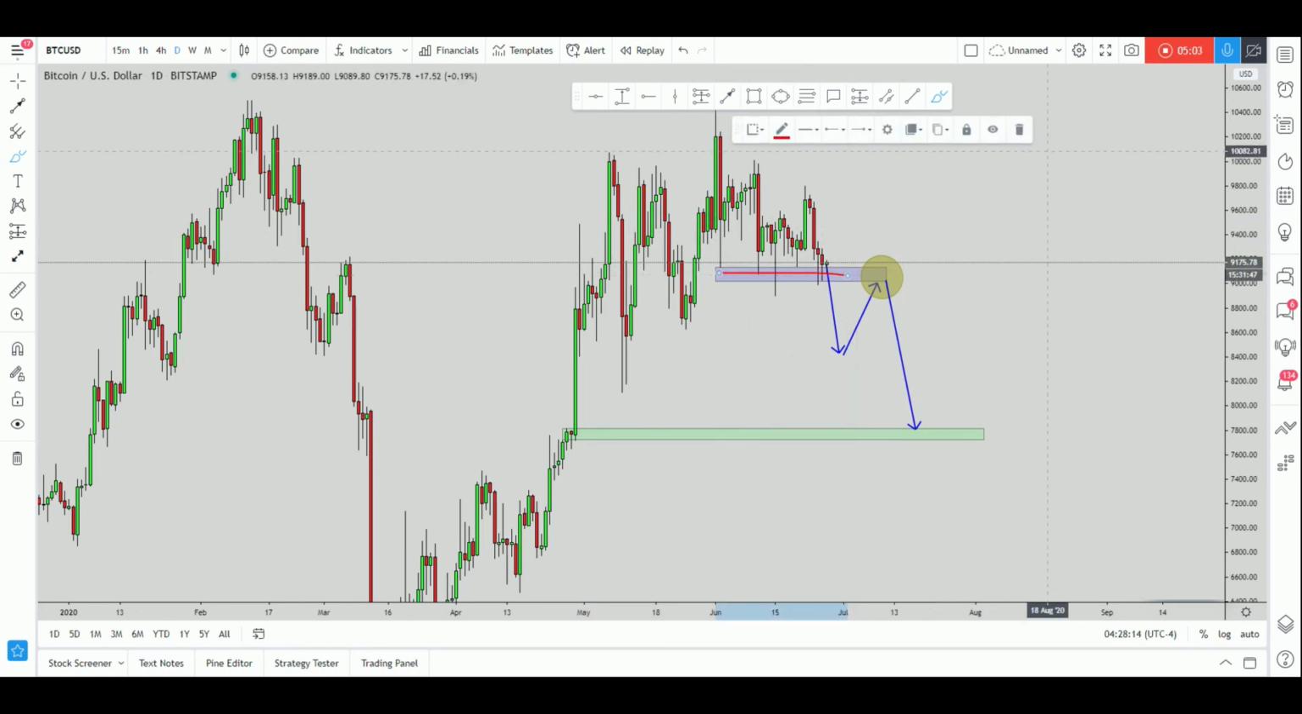If this level continues to hold, then obviously we are not looking for any shorts. If from here the market just moves to the upside, obviously we are not looking for any shorts. Only if the market actually creates this impulse and makes a correction back to this area, then we will be looking for a possible opportunity on BTC USD.